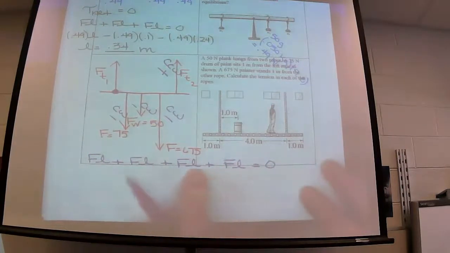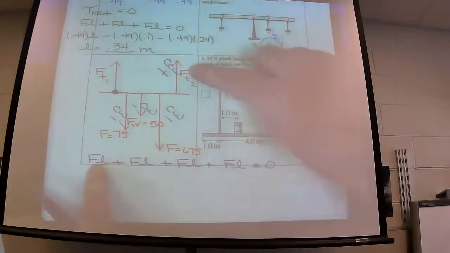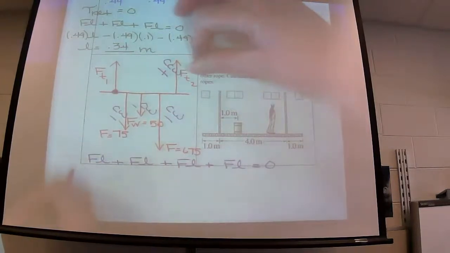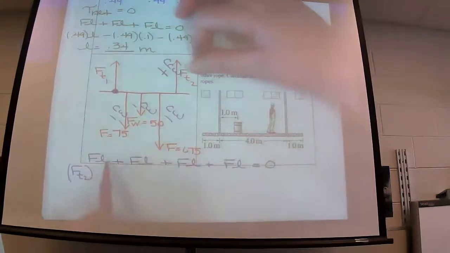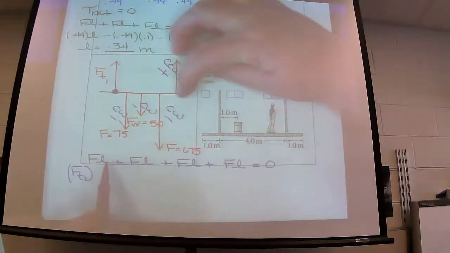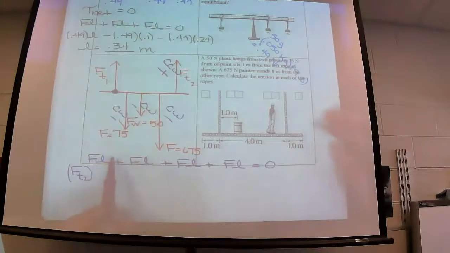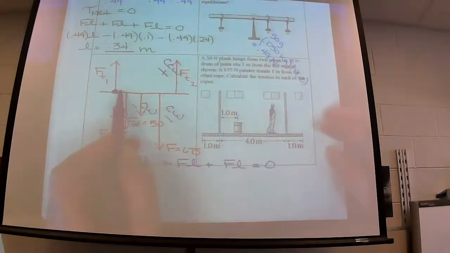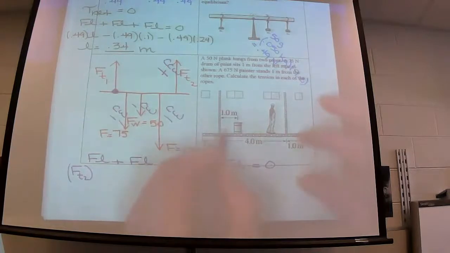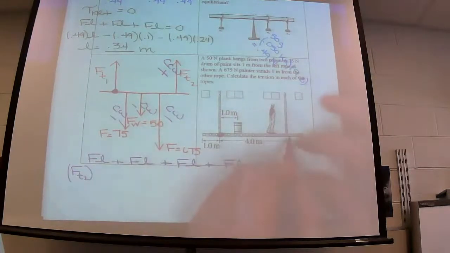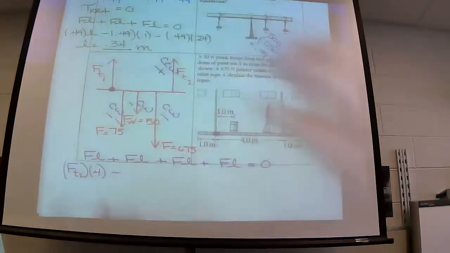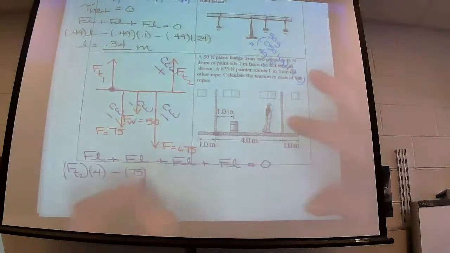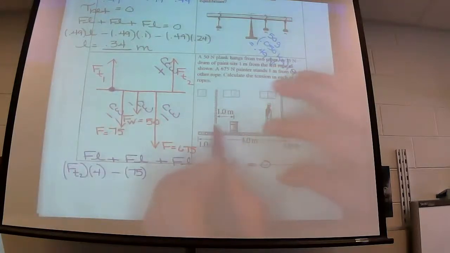All right, I'm going to do the positive thing first. That is FT2. I don't know what that is. How far is FT2 from the pivot point? Look at the picture. The pivot point is here. 4, right? 4. All right. I'm going to put a negative now because I'm going to do the paint. The paint is 75. And how far is the paint from the pivot point? 1.